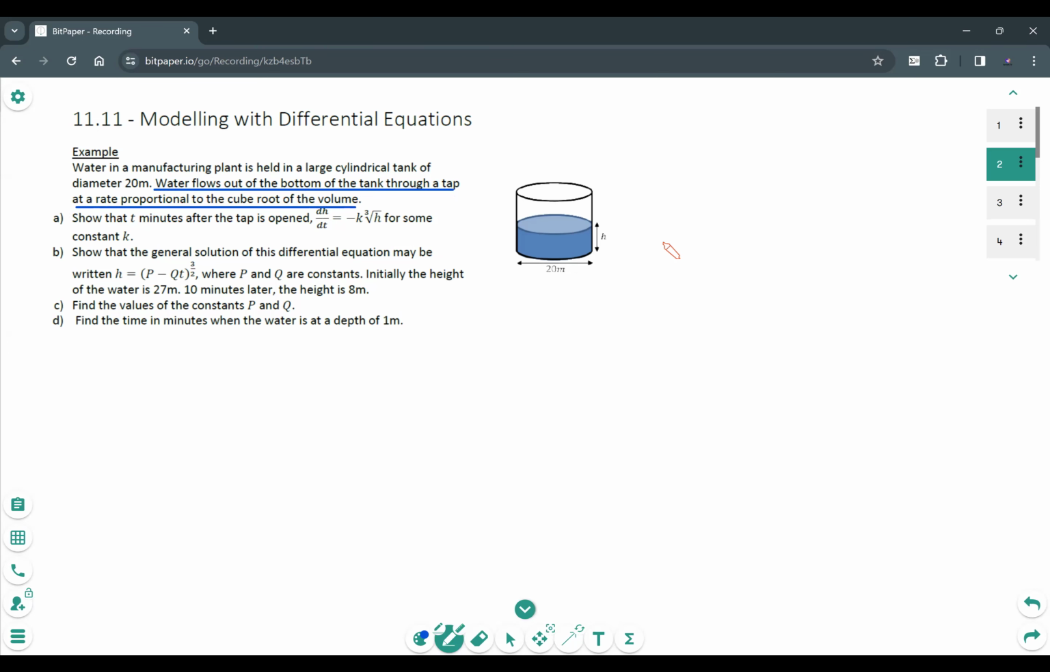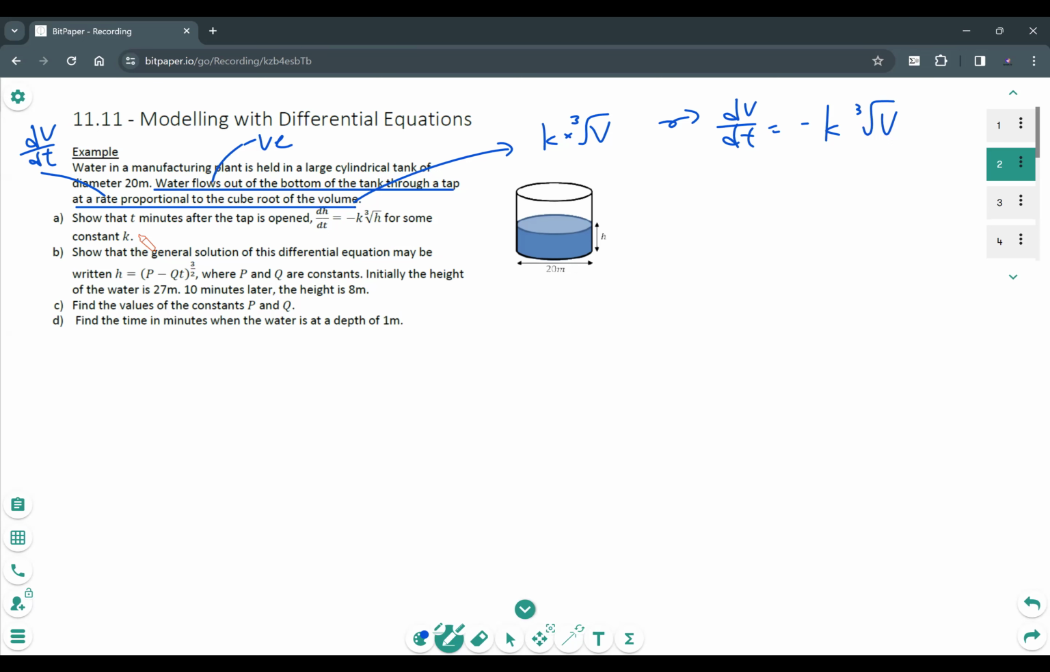Right, so water flows out. So that tells you negative. Flows out means negative, at the bottom of the tank through a tap at a rate. This rate measures the volume over time. The rate is proportional to the cube root of the volume, that's k times the cube root of V. So therefore dV by dt equals negative k times the cube root of V.